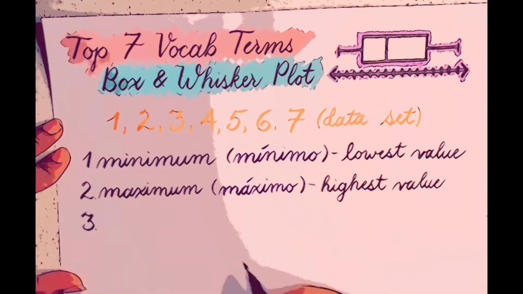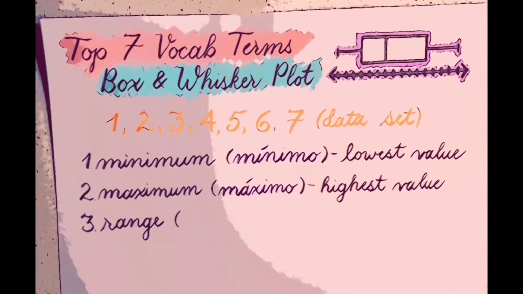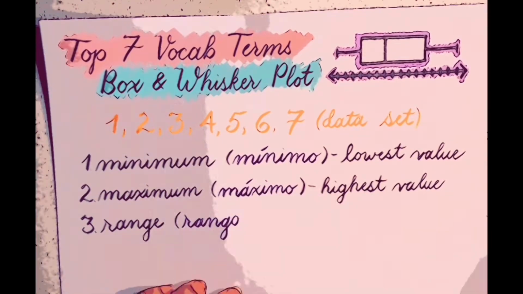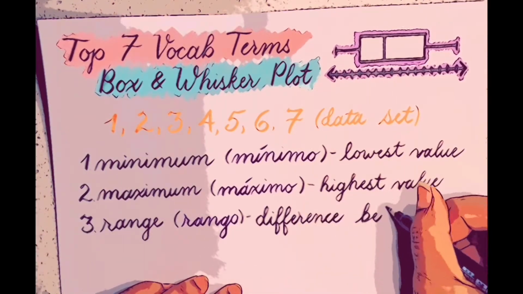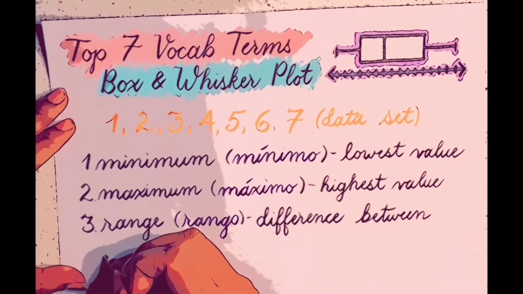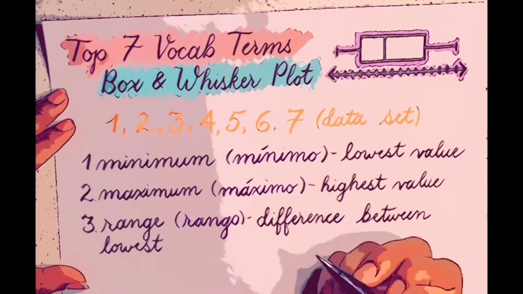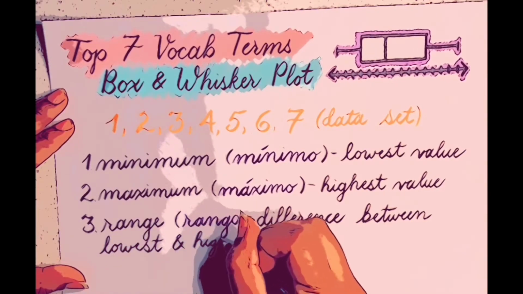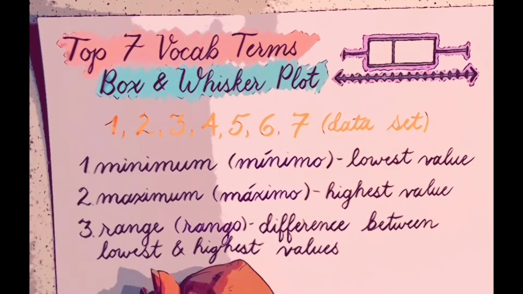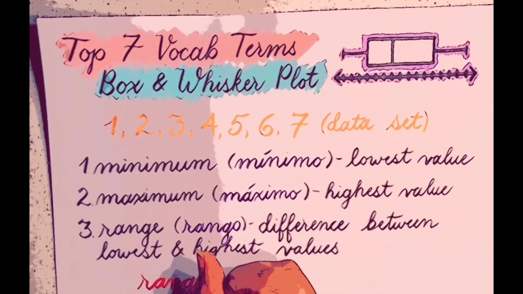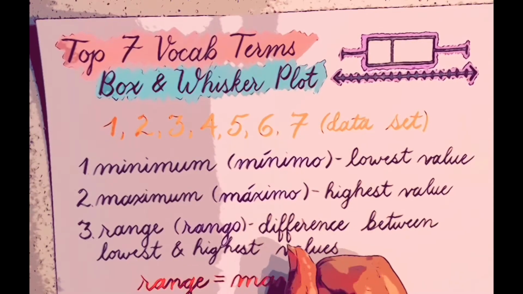So the range, el rango, is the difference between the highest and the lowest values. Es la diferencia entre el valor mayor y menor. So to find the range, you subtract the minimum from the maximum. So el máximo menos el mínimo es el rango. So there's the formula.